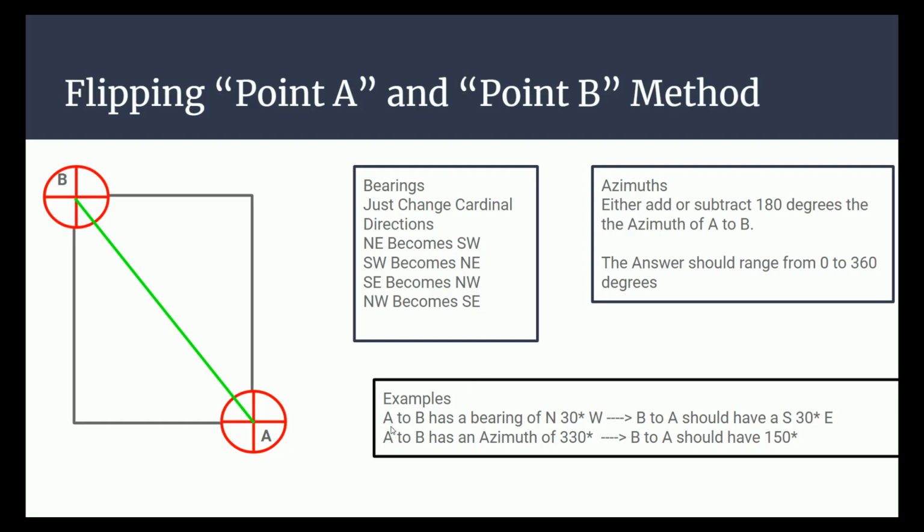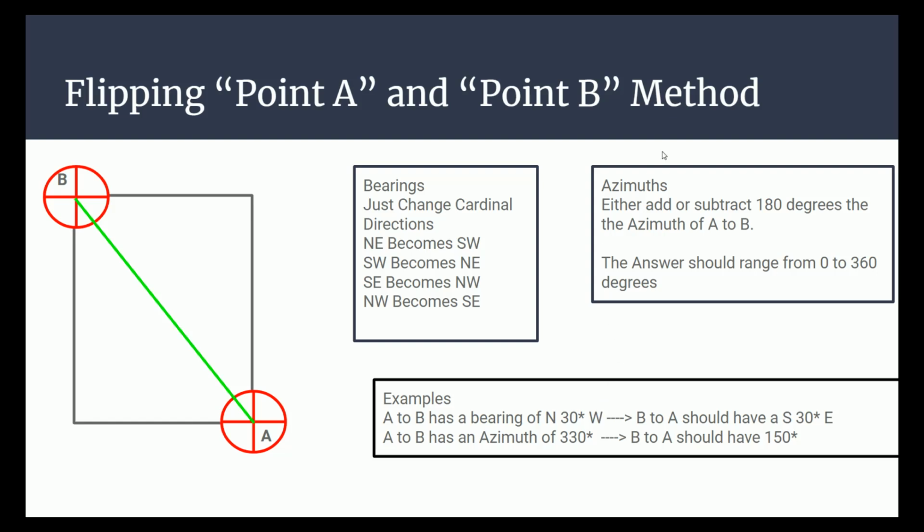So for example, from A to B, if we say that this has a bearing of northwest 30 degrees, B to A should have a bearing of 30 degrees southeast, because we're literally just switching these two cardinal directions. North becomes south, west becomes east.